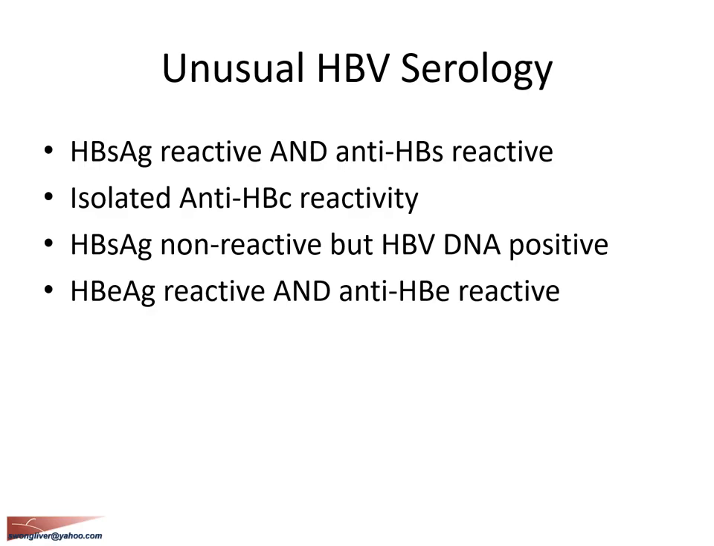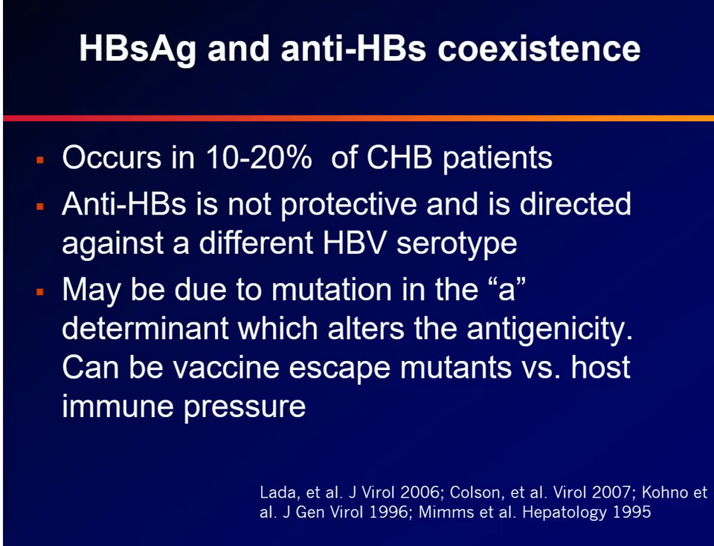Now, there are also unusual Hep B serology out there. As I've mentioned in detail earlier, you can have HBs antigen reactivity and also anti-HBs reactivity. You can have an isolated anti-HBc reactivity, meaning you have anti-HBc, but the rest of your other serologic markers are negative. You can also have HBs antigen non-reactive but DNA positivity. And finally, you can have HBe antigen reactive and anti-HBe reactivity. We'll tackle them one by one.